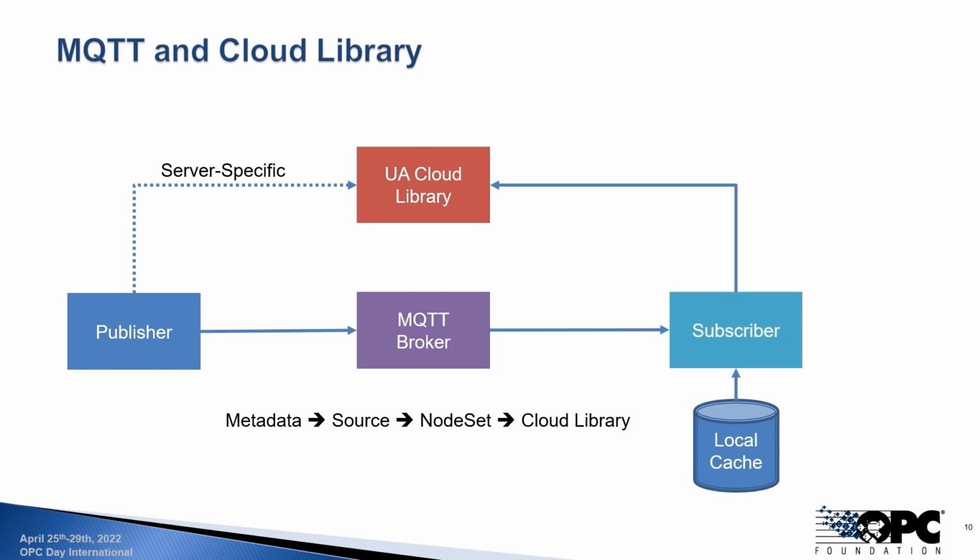So the subscriber can now reconstruct the address space from the publisher that is being used to describe the fields that are in the messages via these node sets that it collects from the cloud library or its local cache. It provides a complete context and semantics. And this is going to be a very, very powerful tool, especially for more complicated analytics engines that need to understand the semantics of the data they're getting.